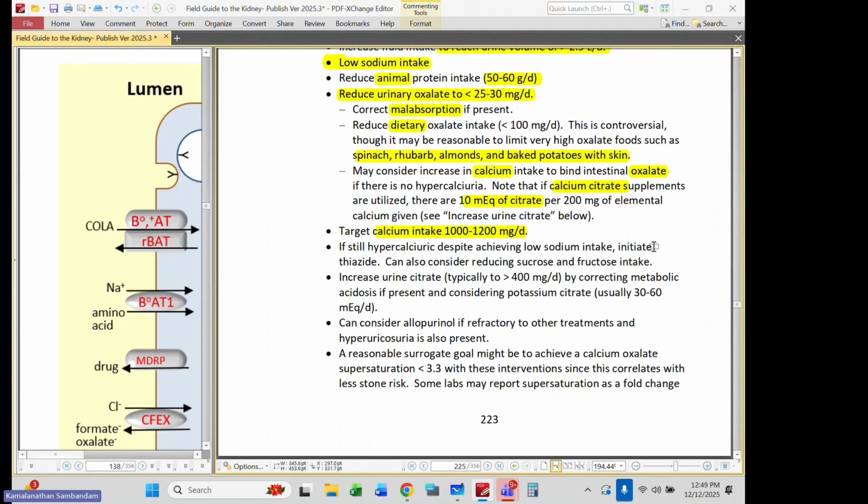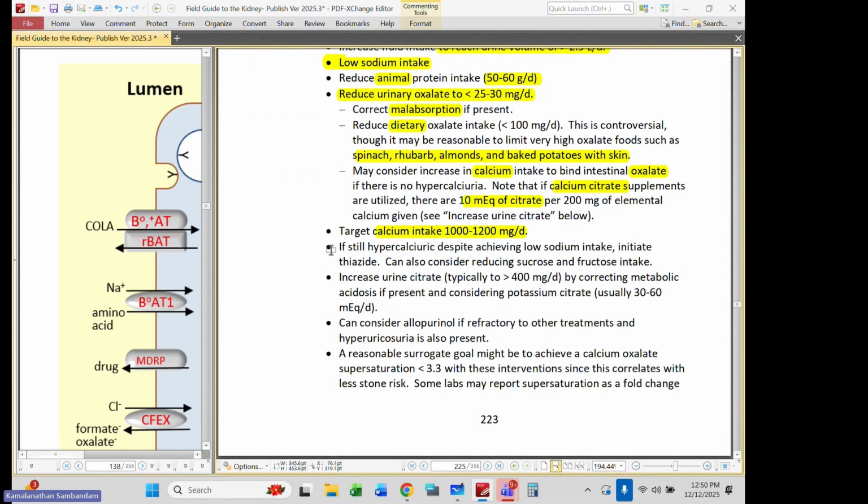Target calcium intake in this sort of normal range, 1,000 to 1,200 milligrams. I believe I sent to you the paper that came up in conversation of why maybe dietary calcium is preferred over supplemental calcium. But I told you that maybe that's just a bias from an analysis of this study that showed some downsides of calcium supplementation.